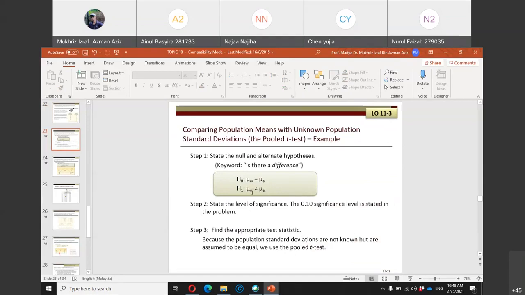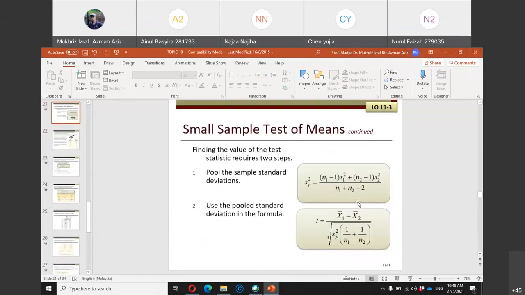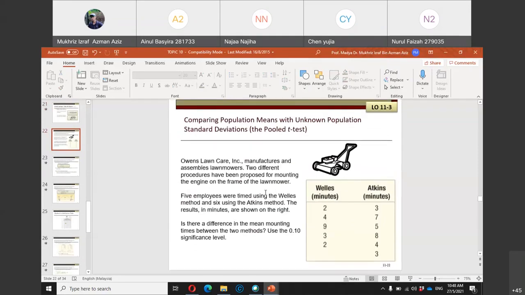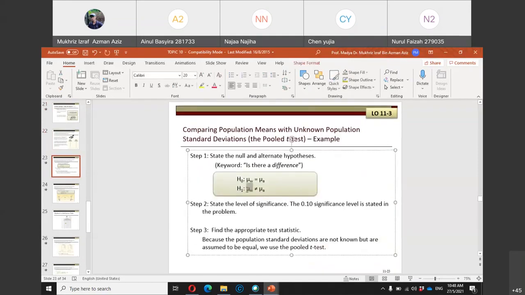If I decide that Wallis appears first in the notation in my H1, then in the calculations later on, in this formula, X bar 1 will refer to Wallis, because in my H1, Wallis appears first in this part. Secondly, it is followed by Atkins. So X bar 1 will be Wallis, X bar 2 will be Atkins. I hope you are clear on that.